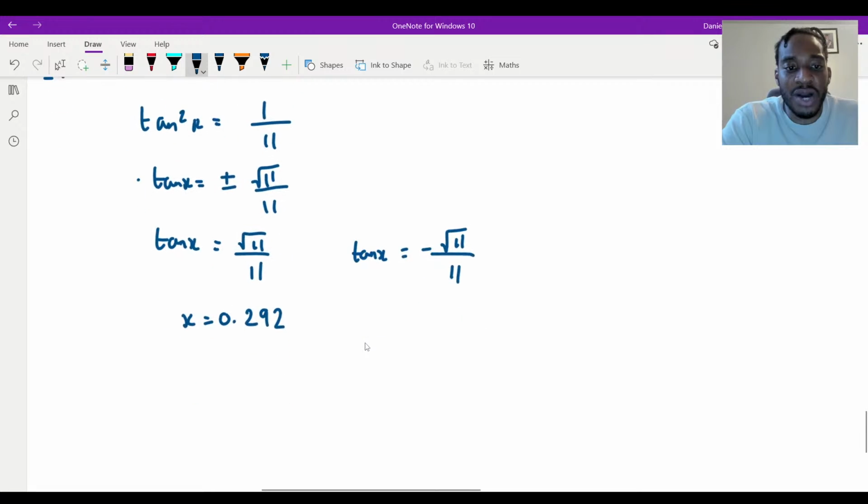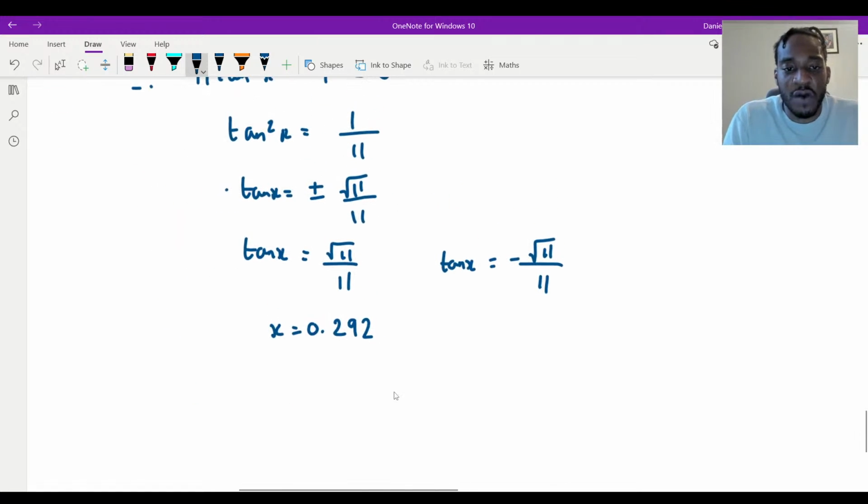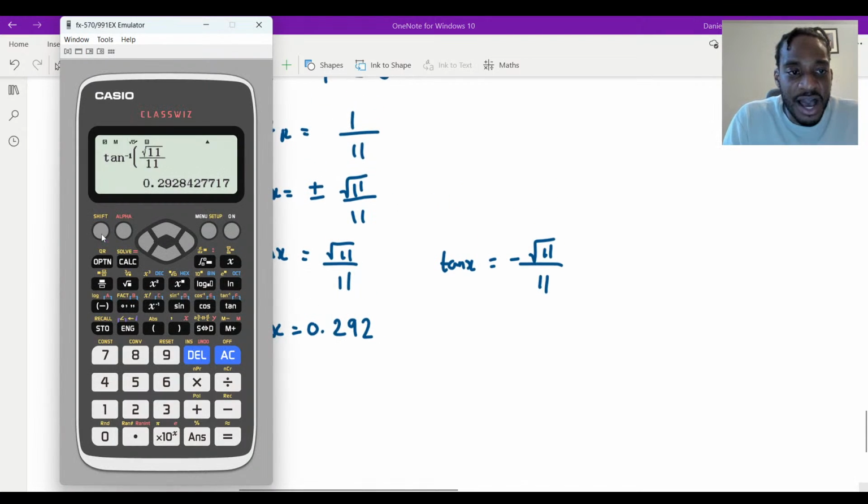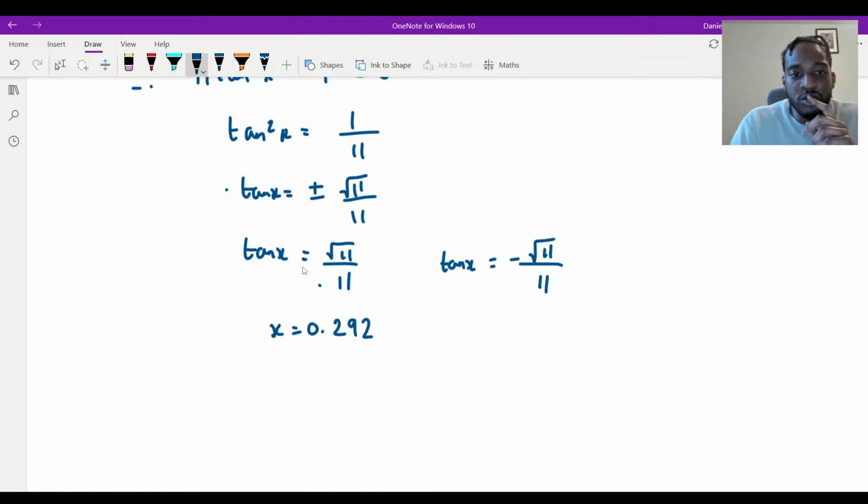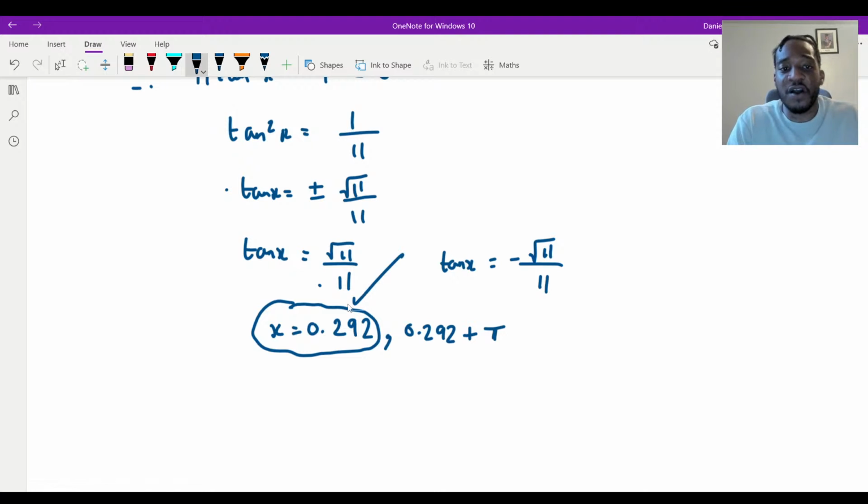What I like to do as well is just to have a gauge of what that number actually is. Pi over 6 is approximately 0.52. So the moment I try and find another value, remember it's going to be 0.292 plus pi. Pi is like 3.14, so it's going to be outside. And if I do it on the other side, it's going to be outside. So this is the only value here between minus pi over 6 and pi over 6.